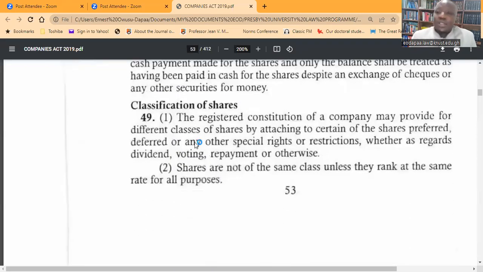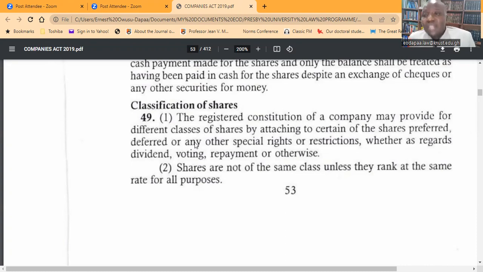Now let's come back to a very important issue that we'll be looking forward to, having already had allusion made to it when we discussed section 44. Section 44 is about issue of shares. And if you remember, a point was made that shares of different classes may be issued. So now let us discuss the possible classes which the company may create as far as its shares are concerned. So I invite you to section 49(1), and I quote, the registered constitution of a company may provide for different classes of shares by attaching to certain of the shares preferred, deferred, or any other special rights or restriction, whether as regard dividend, voting, repayment, or otherwise, unquote.